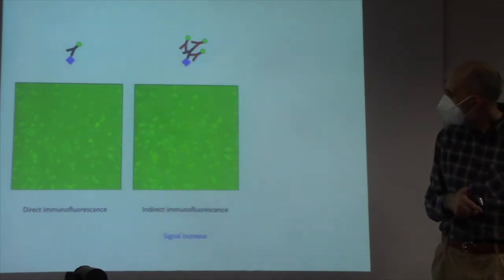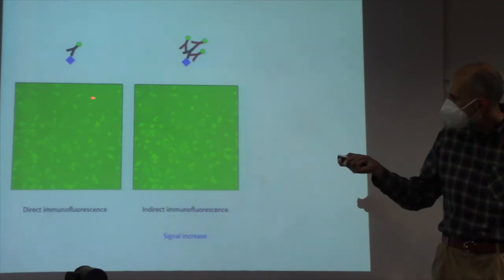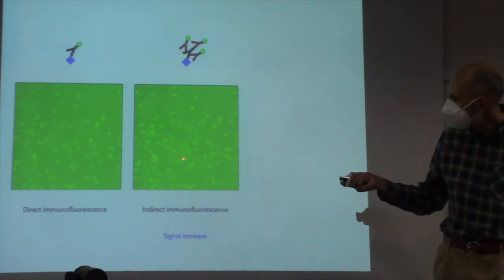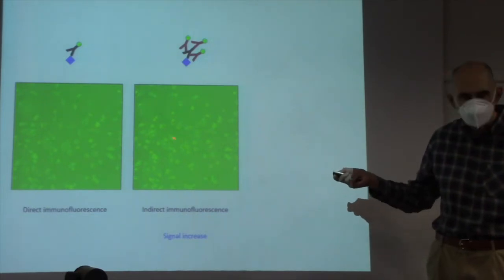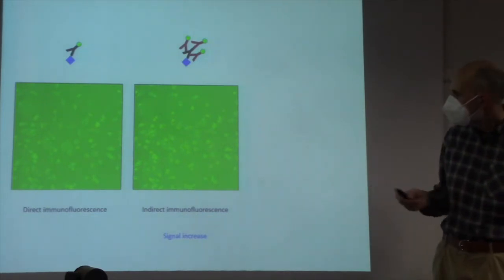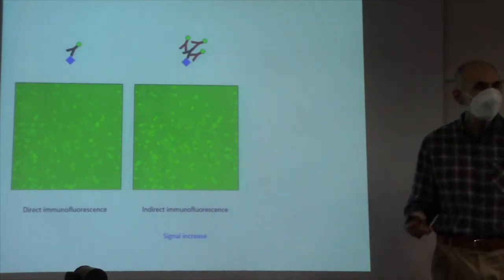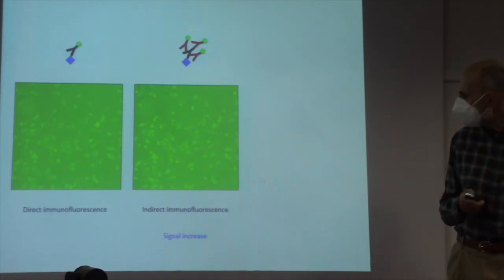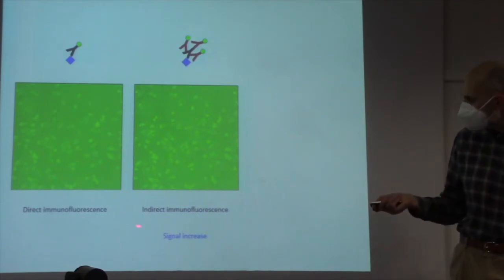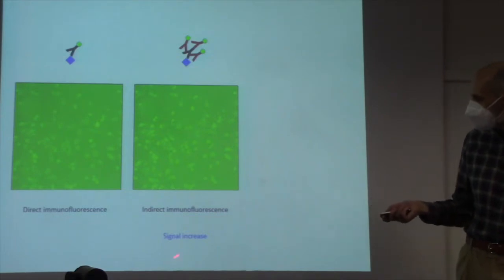So this is what you get. You see, the background is nearly identical in the two situations, but here the specific fluorescence is more defined, stronger. So the contrast between the specific and non-specific signal is better. The signal to noise ratio has been increased. So using indirect immunofluorescence compared with direct immunofluorescence increases the signal.